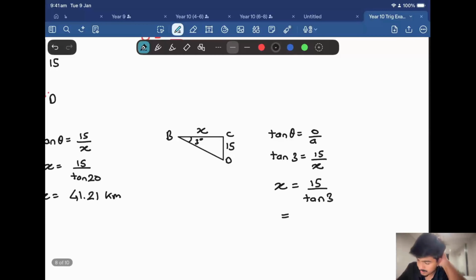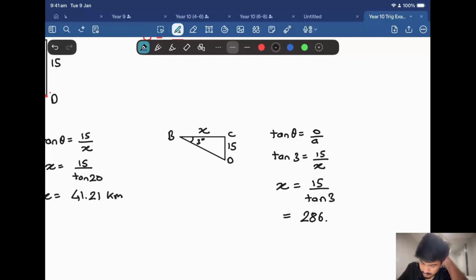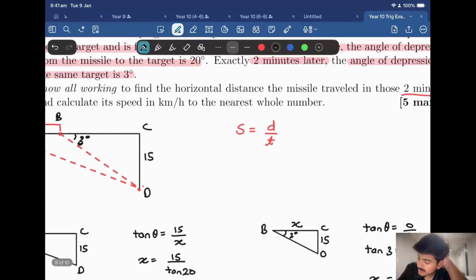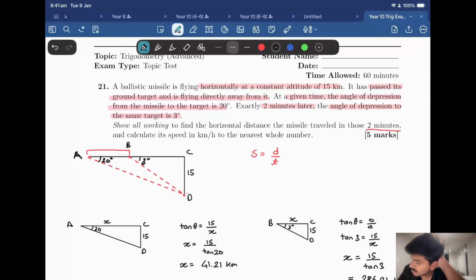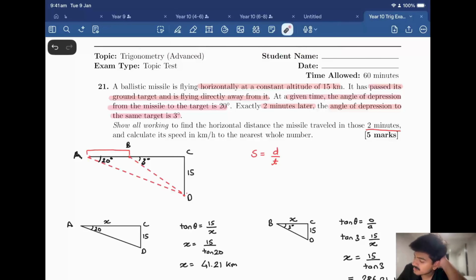That there is 286.21 kilometers. Okay, so the reason why I said that the diagram is a little bit incorrect is because it's flying away from its target. Think about it as maybe like a plane flying away from its target, and we're trying to find the speed of the plane after it's hit its target, right?